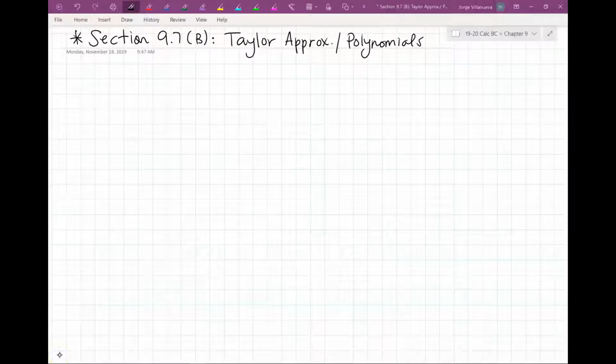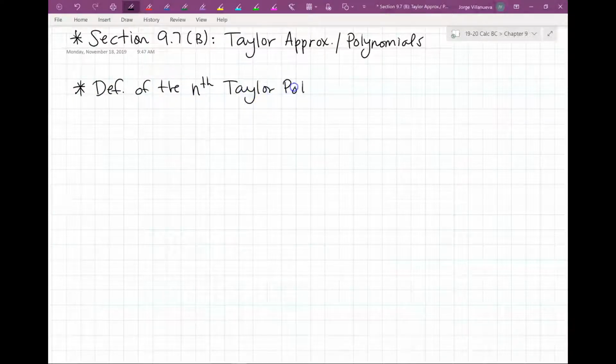All right, so here's the definition that we're going to be using to try to find these functions without having to take one derivative, two derivatives, three derivatives, etc., over and over again. So, definition of the nth Taylor polynomial and Maclaurin polynomial.